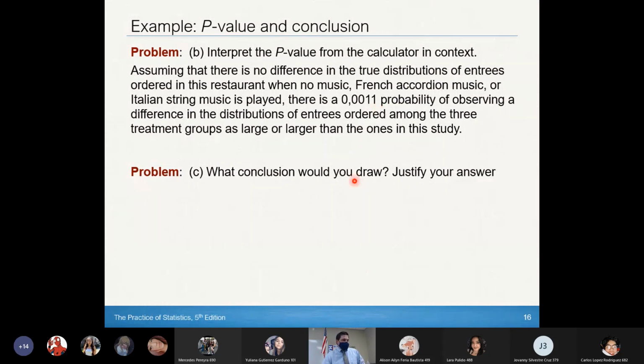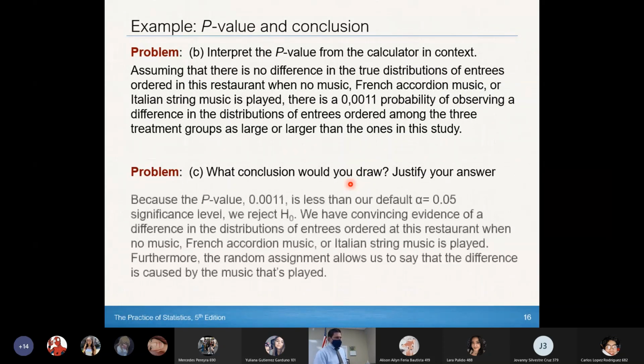We can also write a conclusion based on the p-value. Because the p-value 0.0011 is less than our default alpha equaling 0.05 significance level, we reject the null hypothesis. We have convincing evidence of a difference in the distributions of entrees ordered at this restaurant when no music, French accordion music, or Italian string music is played. Furthermore, the random assignment allows us to say that the difference is caused by the music that's played.